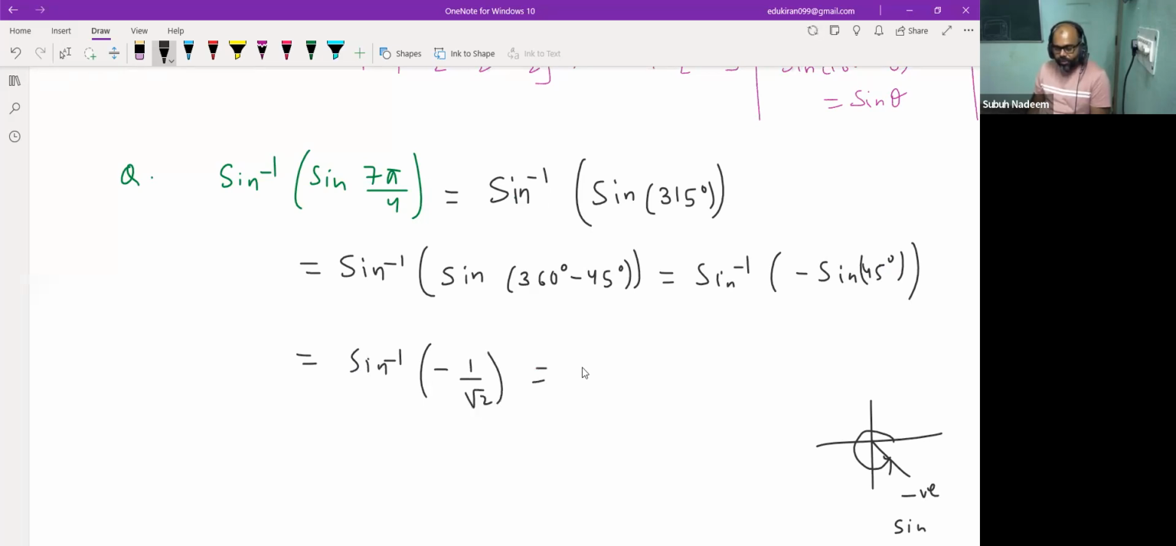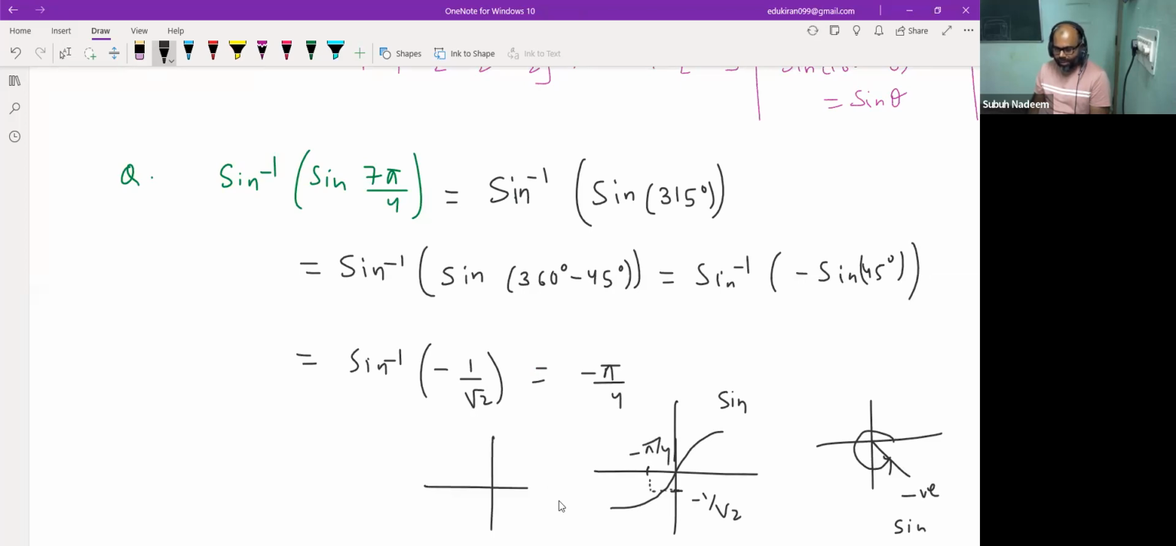Sine inverse of minus 1 by root 2 will be minus pi by 4, because we want the value between minus pi by 2 to pi by 2. We can't write it as 7 pi by 4. So we are searching for a value between minus pi by 2 to pi by 2, because if you take the graph of sine, minus 1 by root 2 will be at minus pi by 4.